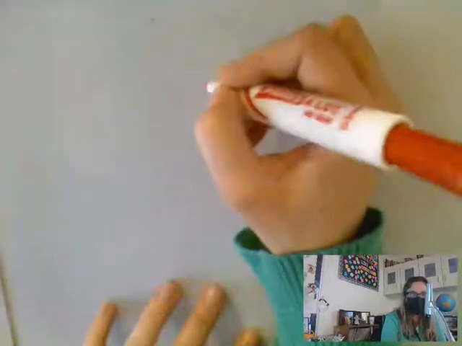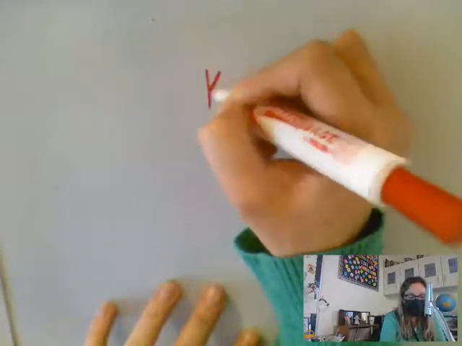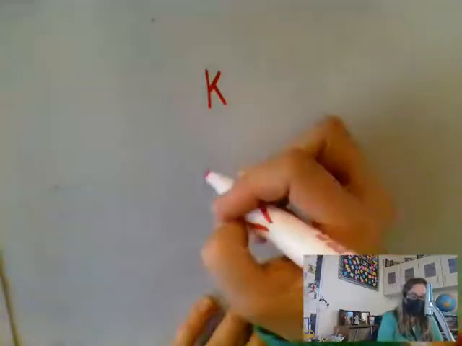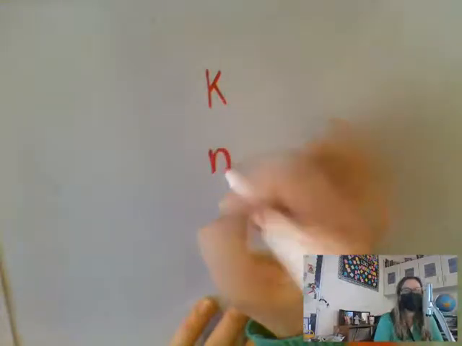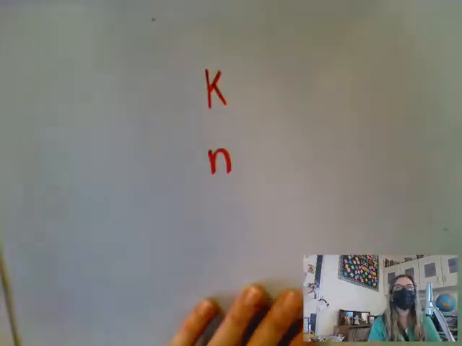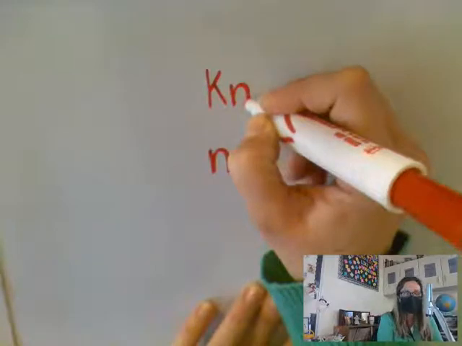So for example, if I were to take the letter K on its own, we all know that the letter K says K, K, K. If I were to take the letter N on its own, we know that the N says N, N, N. Sometimes, for some strange reason in our crazy English language, we put the K and the N together.